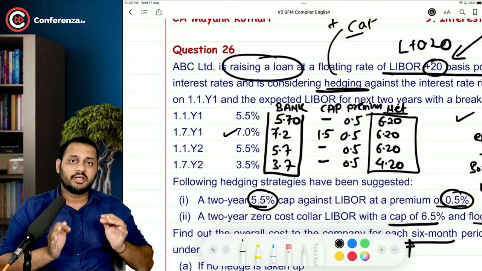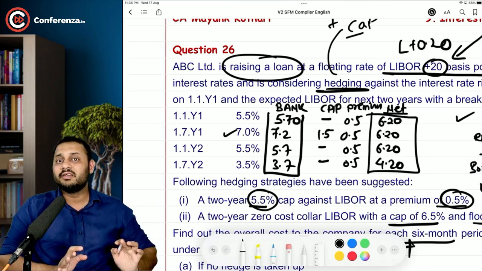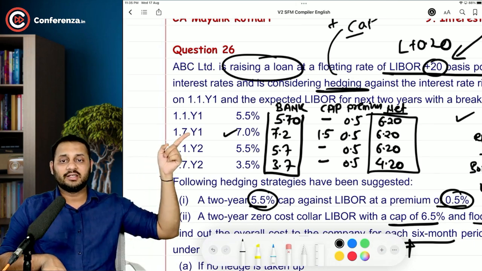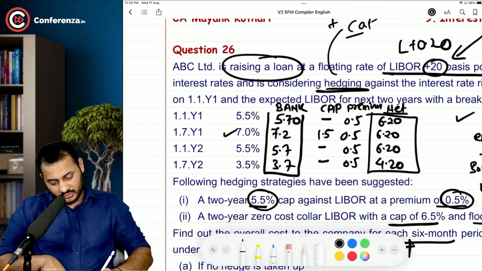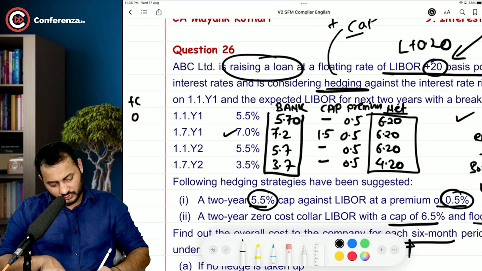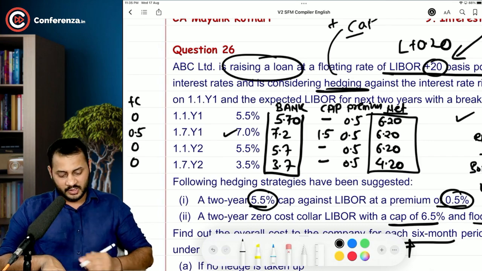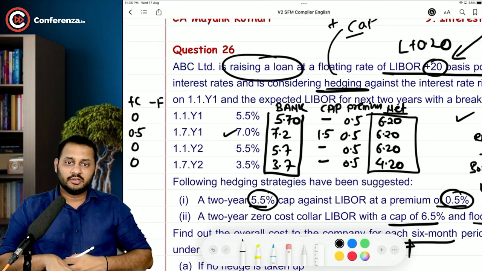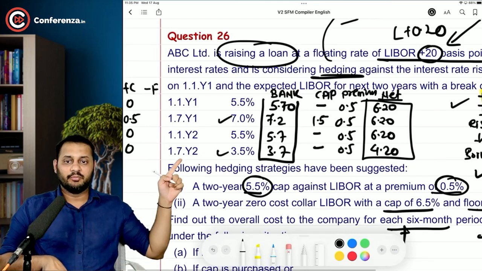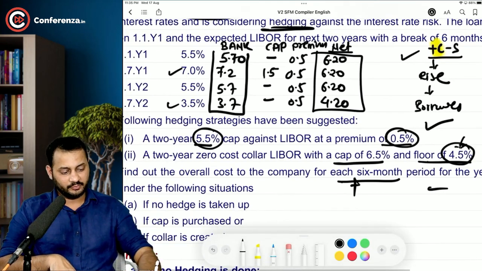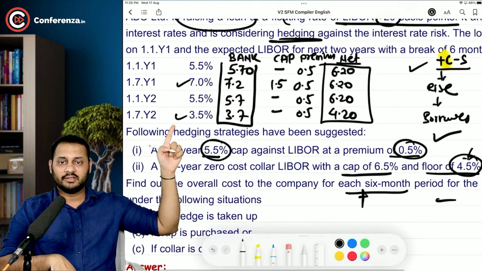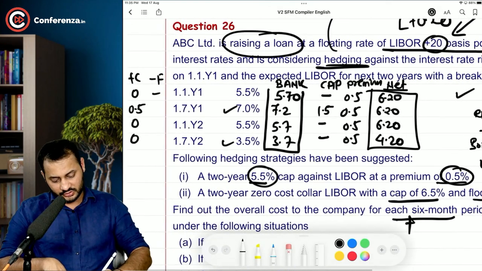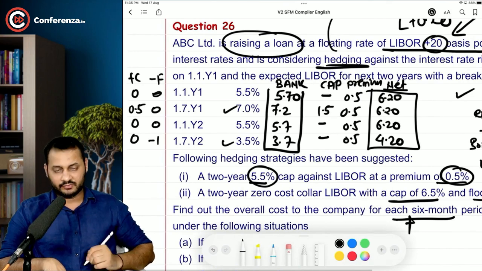Now comes the cap option. 6.5% is the strike rate, and only at this point LIBOR is going beyond 6.5. So in case of buy cap, 0.5 inflow, 0 and 0. This is how it is going to be. But in case of selling floor, this is the case where it is going below 4.5. You can see 4.5% is the strike rate for the floor and 3.5% is the rate. So 0, 0, 0 and -1.